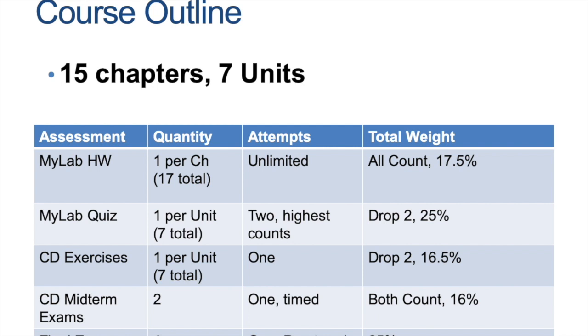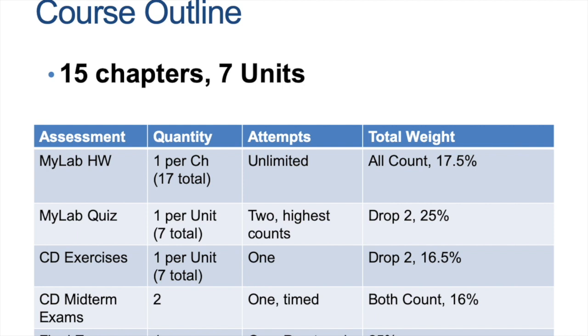Then there are going to be 2 midterm exams. So we'll do a few chapters, have a midterm, do a few more chapters, have a midterm, do the final few chapters, have the final. For the 2 midterm exams, no proctoring is required. You simply complete it on your own in CourseDen. You only get 1 attempt. It will be a timed attempt, and there will be a window of availability.